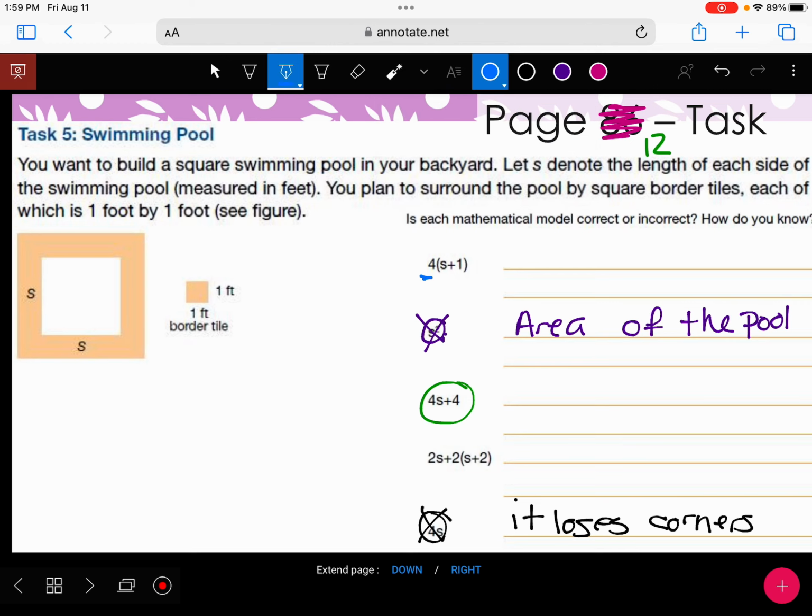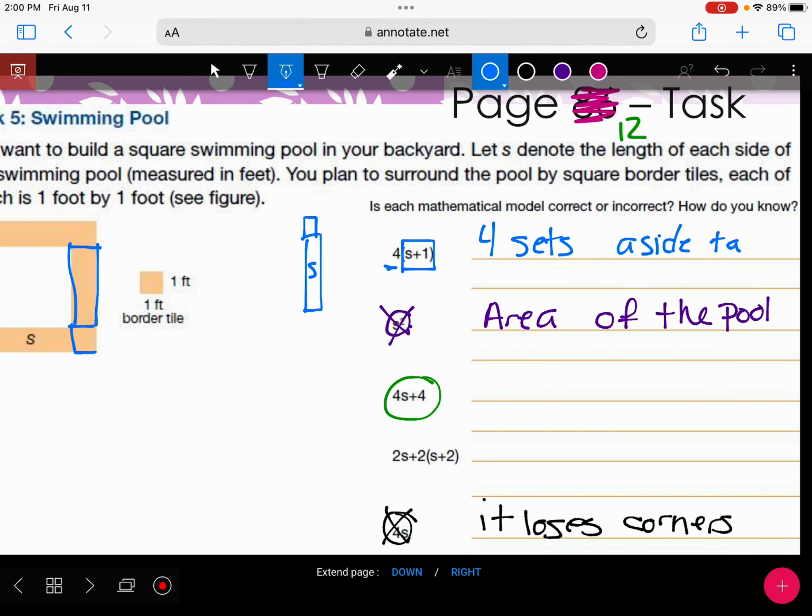I have 4 S + 1s. S + 1 means I have this side and a corner. I have 1 side and 1 corner. If I have 4 sets of a side plus a corner, that's a plus, does that work? Did it work? Is that enough pieces to scooch in and make my tile border?